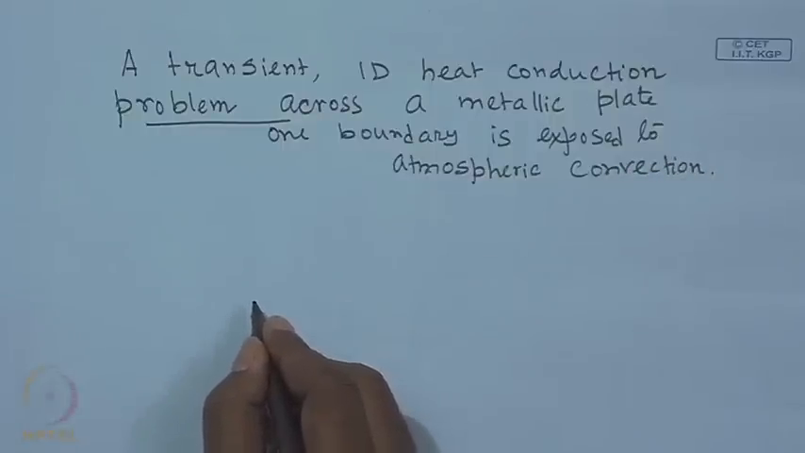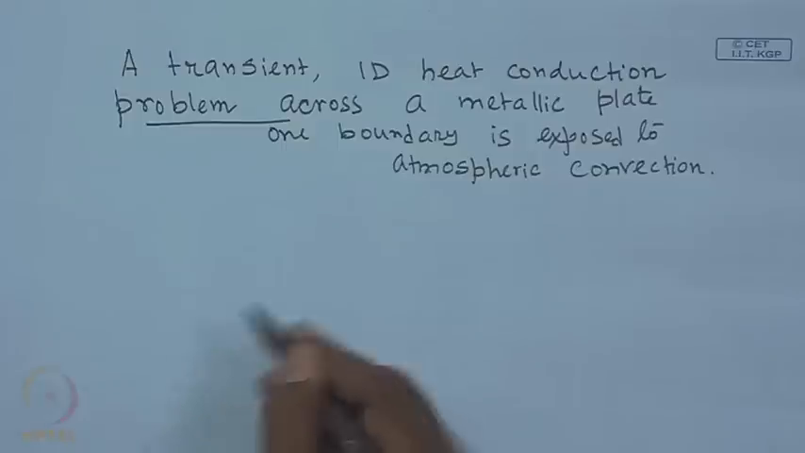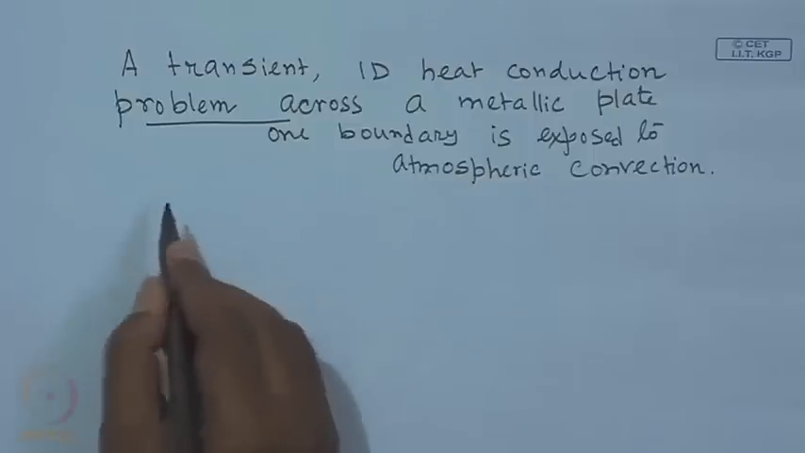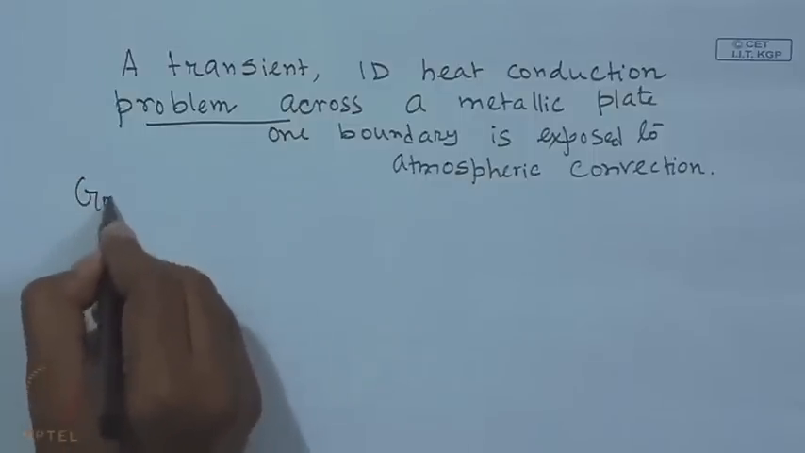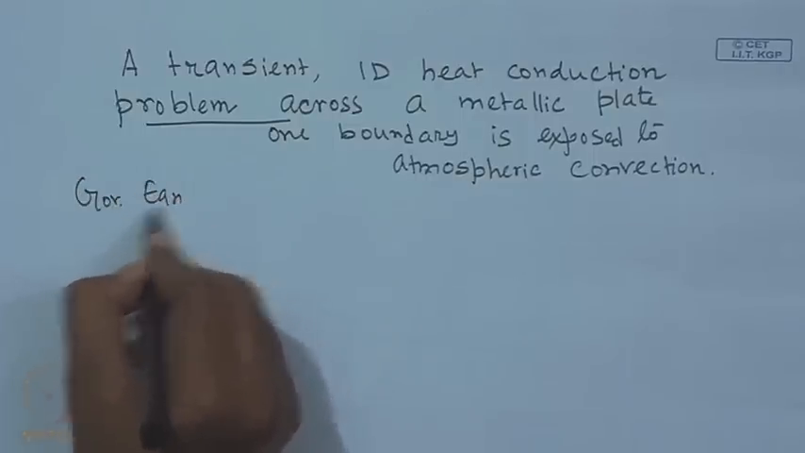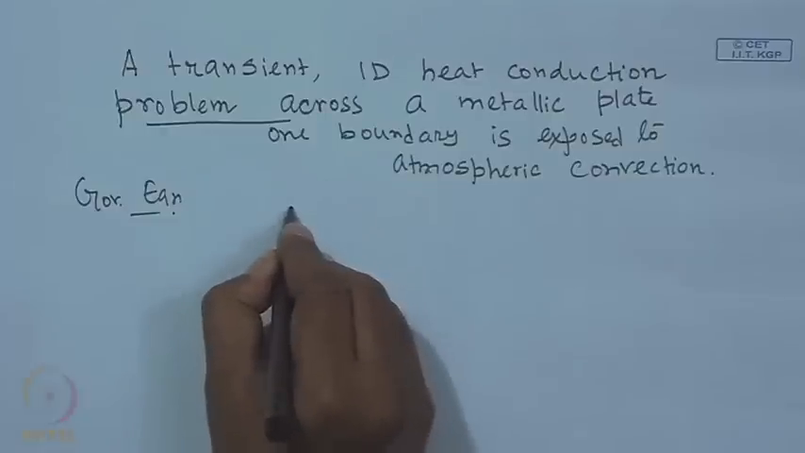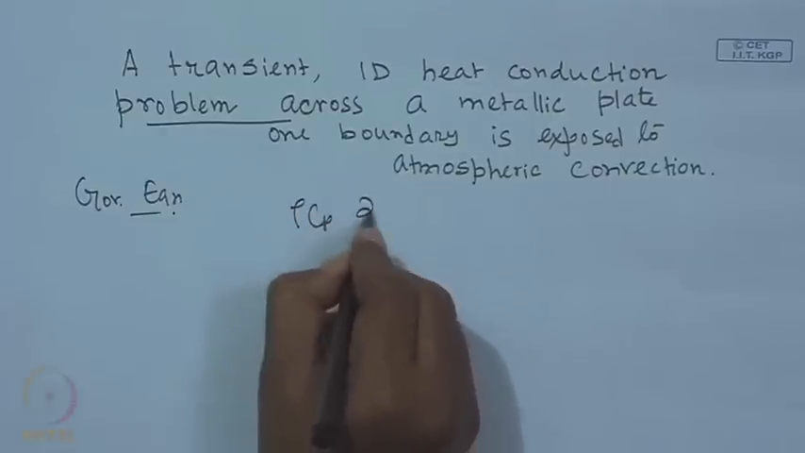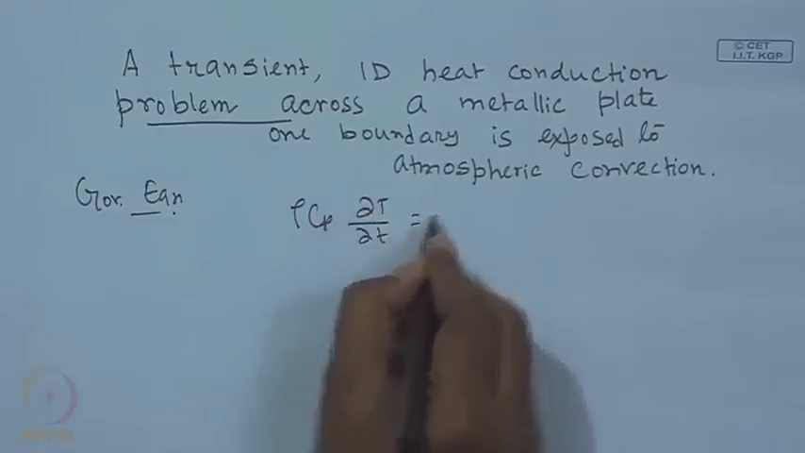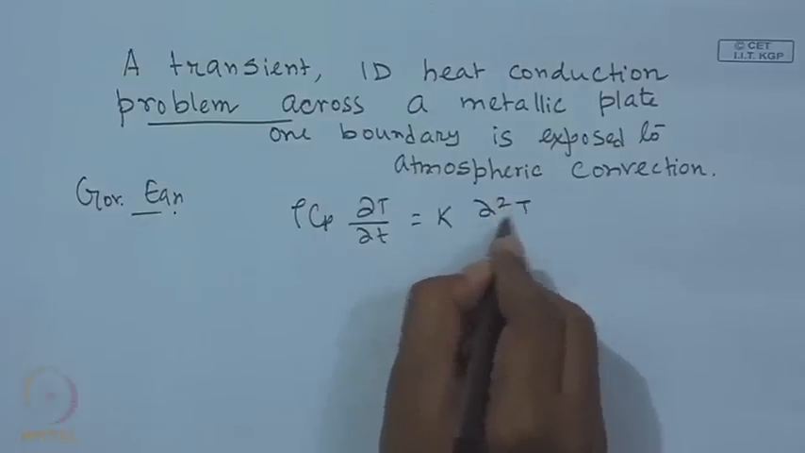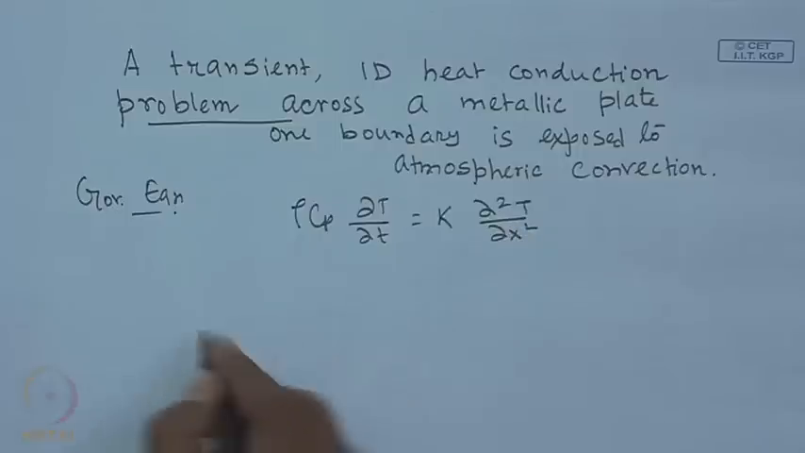So, this is the one dimensional heat conduction problem with a mixed boundary condition. We will be just looking into that. Let us write down the governing equation. Governing equation is nothing but the energy balance equation: rho Cp del T del t is equal to K del square T del x square. That is the governing equation.